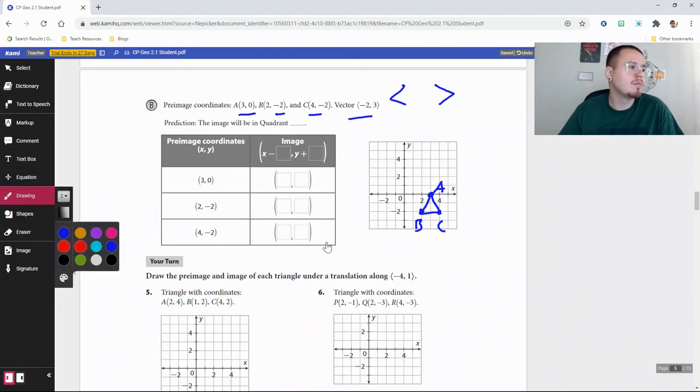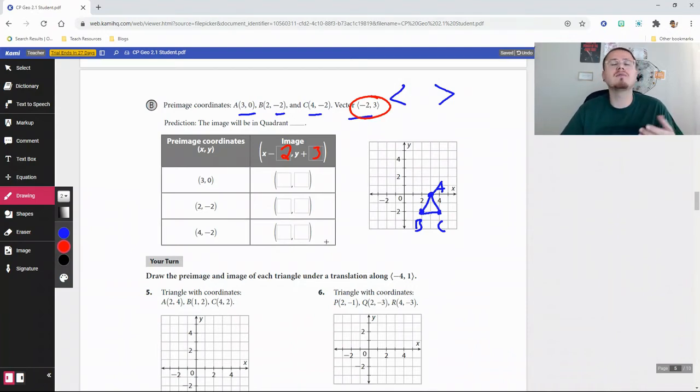So let's move, though. Let's do what the vector says. So the vector says to go -2, 3. So we're going to go x minus 2, y plus 3. We're just using our rules. So you can set a table up. You'll notice that there's a lot of tables in this book. They want you to use the rules now.